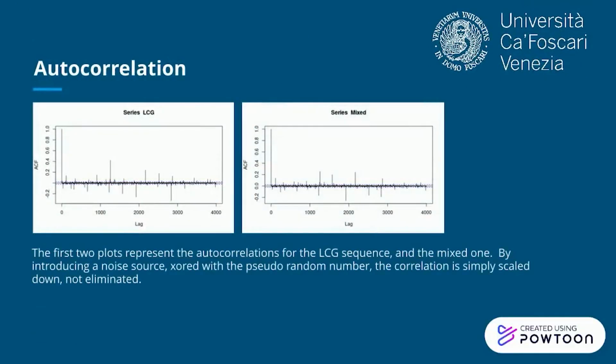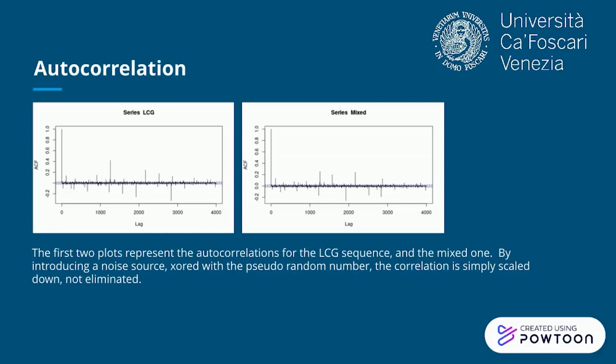Autocorrelation mainly occurs in time series. It will be enough for us to say that in the absence of autocorrelation, subsequent vertical bars would quickly drop to near zero, or at least between the dashed blue lines of the plotted estimates. The first two plots represent the autocorrelations for the LCG sequence and the mixed one. At first glance, the first two sequences appear to represent different correlations. The only difference is its level of significance. By introducing a noise source, XORed with the pseudo-random number, the correlation is simply scaled down, not eliminated.